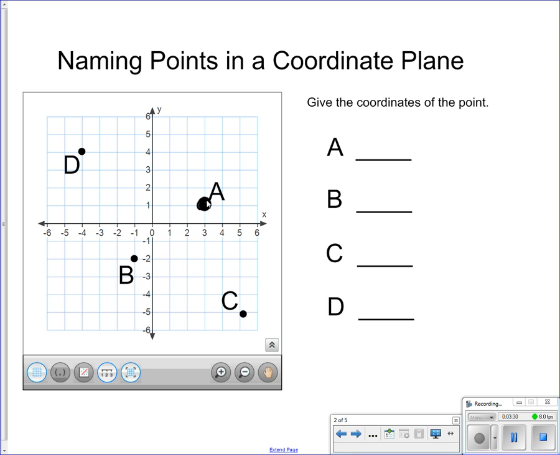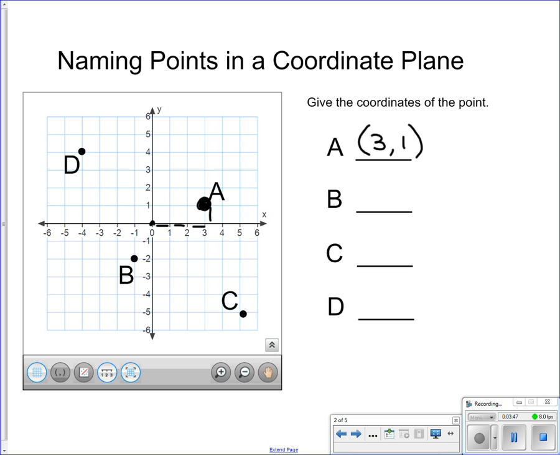How do I get there? Well, starting at the origin, I went 1, 2, 3 right, up 1. So 3 right, up 1 is going to be 3, 1. And that's how I say that ordered pair, 3, 1. I always put parentheses around my ordered pair, and I must put a comma between the numbers.